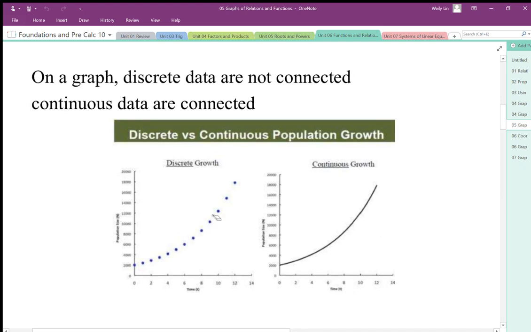On a graph, the way we differentiate discrete data versus continuous data is that discrete data we keep as separate dots. When we graph things, we often get points along the graph, and if it's continuous, we will connect those dots. If it's discrete, we leave them as discrete dots like this, and that's how we differentiate graphs with discrete variables versus graphs with continuous variables.